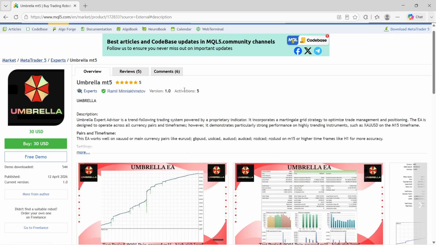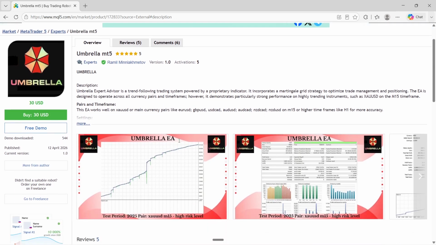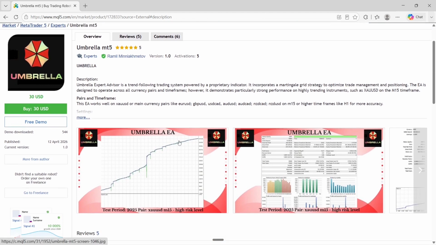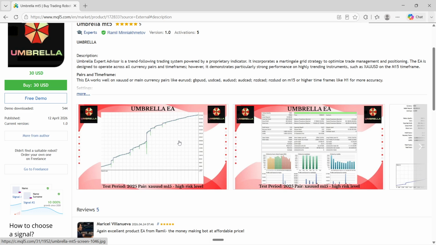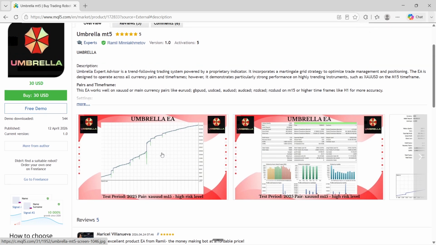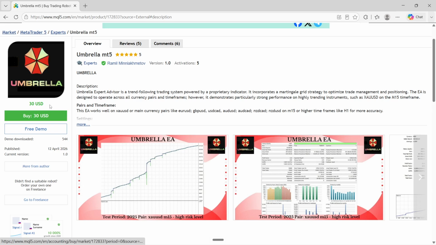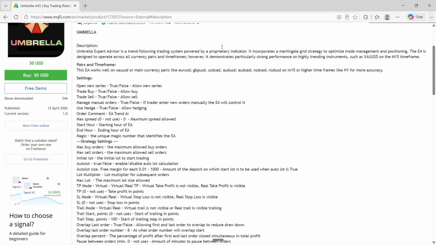Hey everyone, welcome back. Today we're reviewing the Umbrella EA for MT4 and MT5. This is a trend following system that uses a proprietary indicator together with a martingale grid. So let's break down the claims carefully. As you can see, the EA goes for just 30 US dollars.